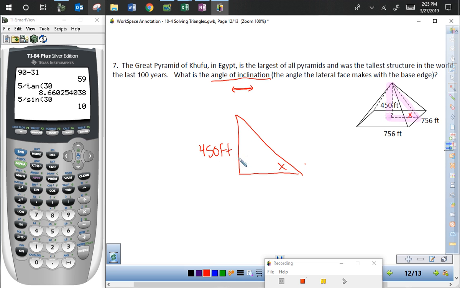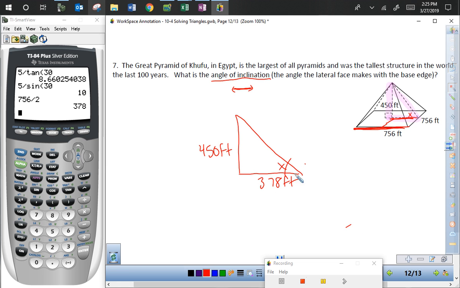So that's the vertical piece of my triangle. But the horizontal piece is not labeled. We've got this 756, but that's the entire way across, and we only want half of that. So you'll take your 756, divide it by 2, and that means this little piece is 378 feet across.